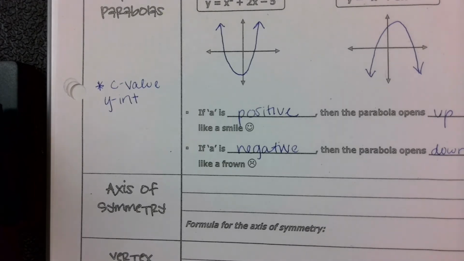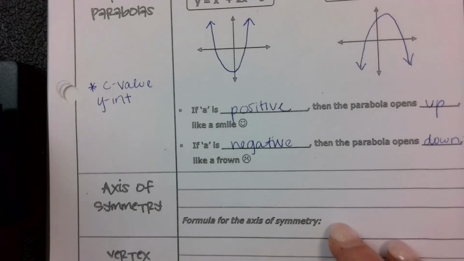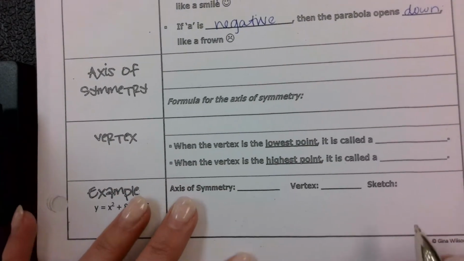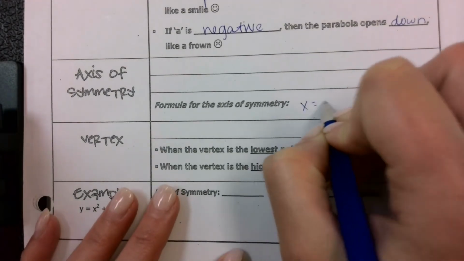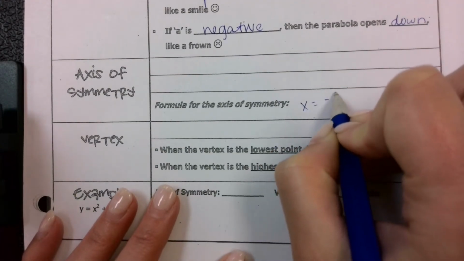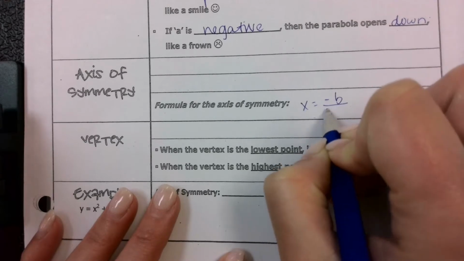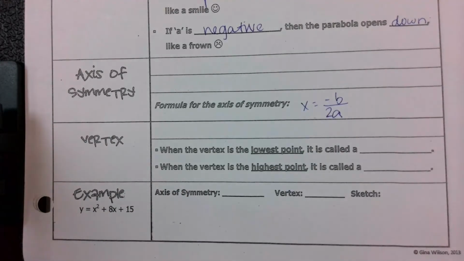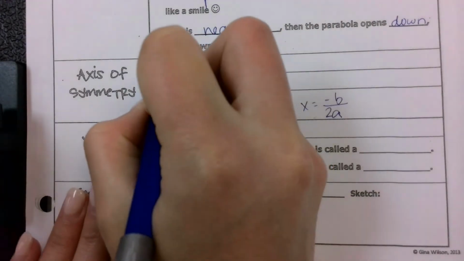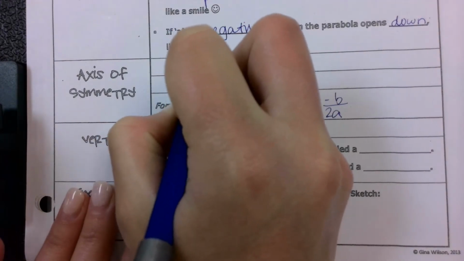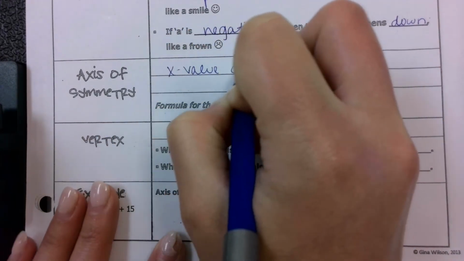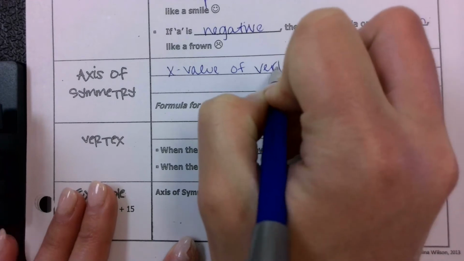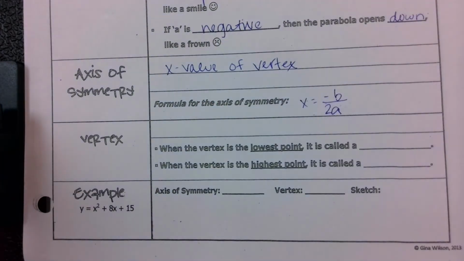So the next section is talking about your axis of symmetry. What is the little bitty formula that we use for axis of symmetry? Negative what? Negative b over 2a. Good. And that gives you your x value of your vertex. And remember, it's like that imaginary line that we could fold it over and it would be the same on each side, or you can use that to help you reflect points when you're graphing.